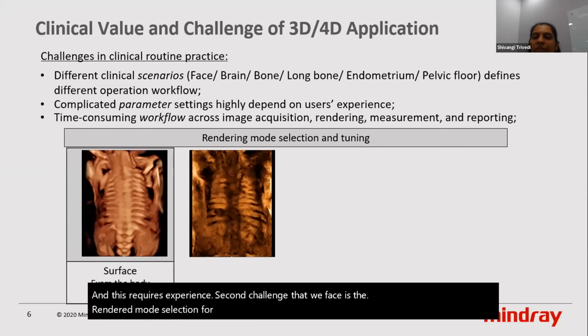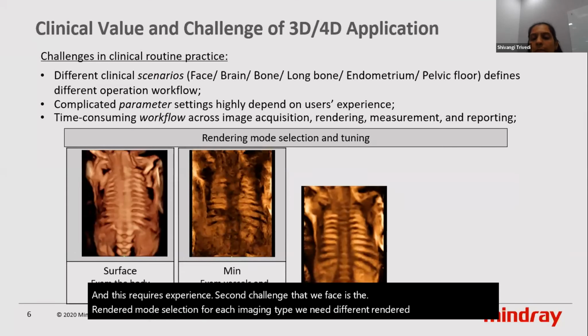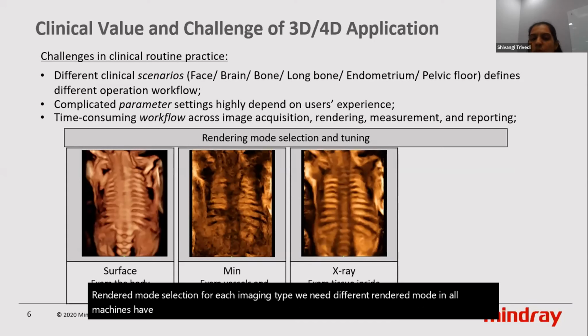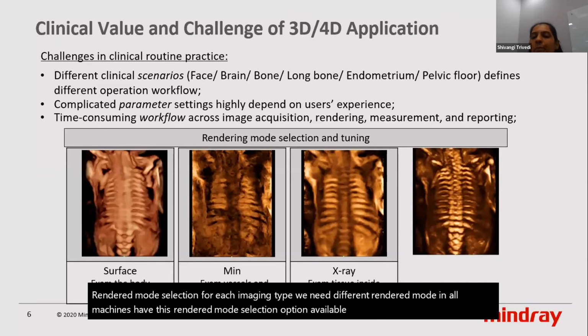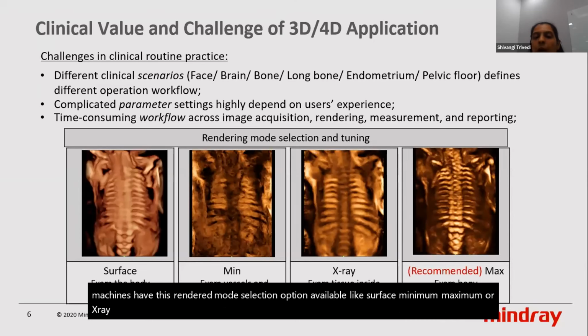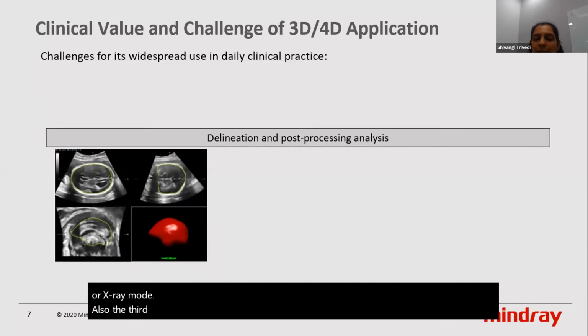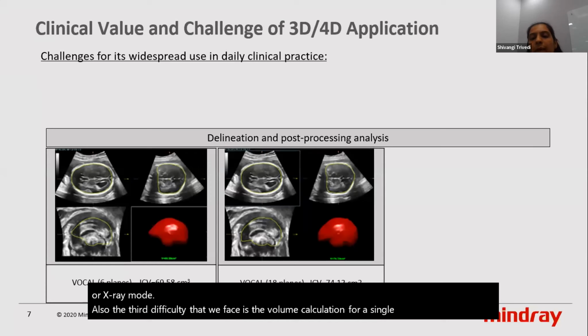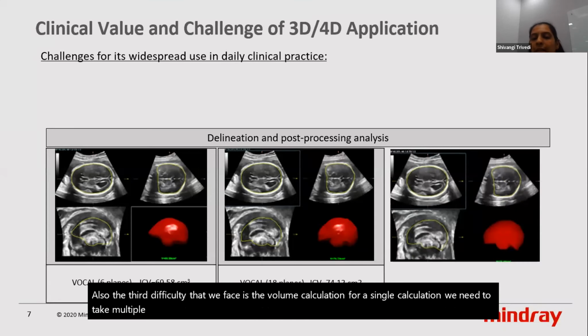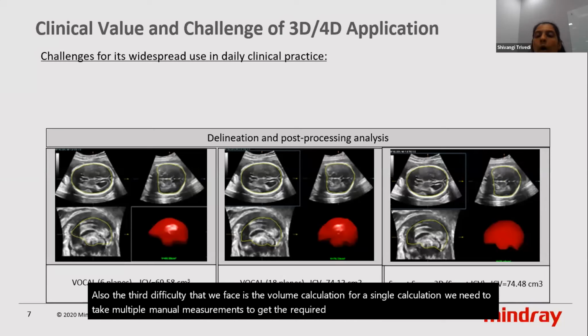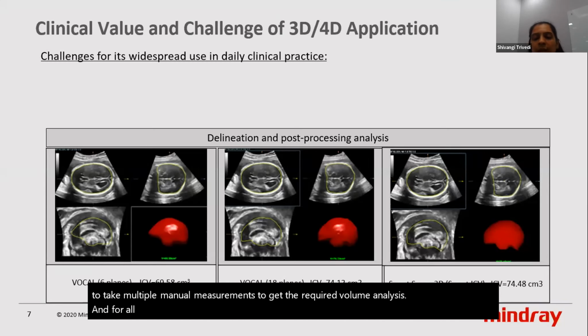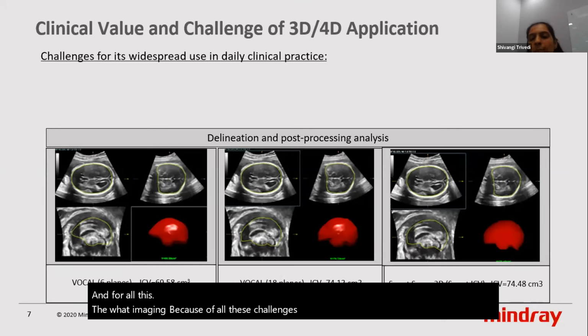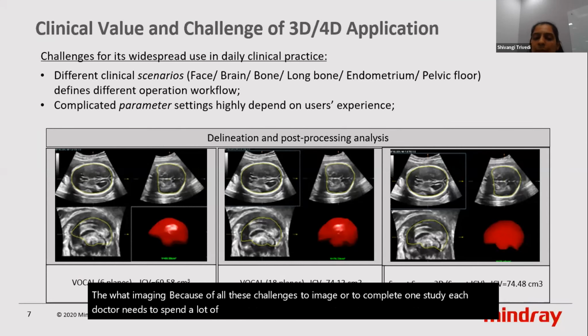The second challenge is the rendered mode selection. For each imaging type, we need a different rendered mode, and all machines have this rendered mode selection option available, like surface, minimum, maximum, or X-ray mode. The third difficulty is the volume calculation. For a single calculation, we need to take multiple manual measurements to get the required volume analysis. Because of all these challenges, each doctor needs to spend a lot of time to complete one 3D 4D study.